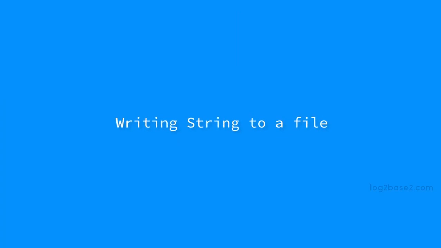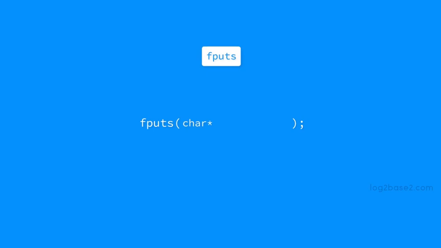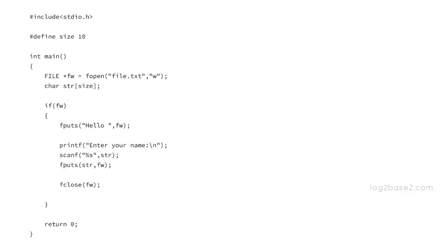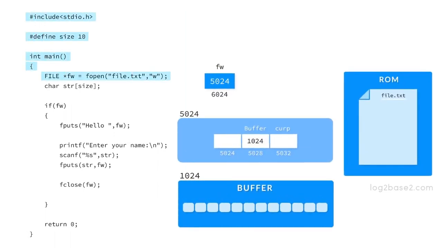Now let us see how to write a string to a file. For that we have the fputs function. It has two arguments, the string to be written and the file pointer. Let us see an example program. First, we create and open a file, file.txt. Now we create a string of size 10. Now we call the function fputs by passing the string hello and file pointer fw.